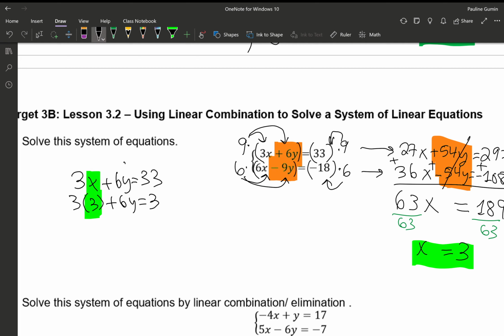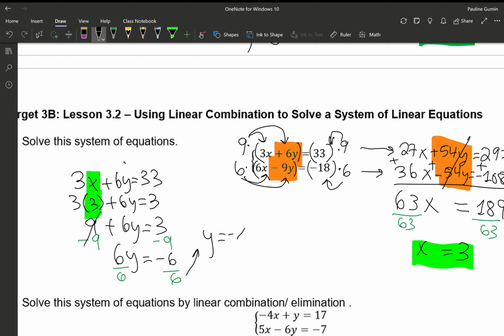All right, let's simplify. 3 times 3 is 9. I'm going to subtract 9 from both sides now. So 6y equals negative 6. And I finish by dividing by 6.